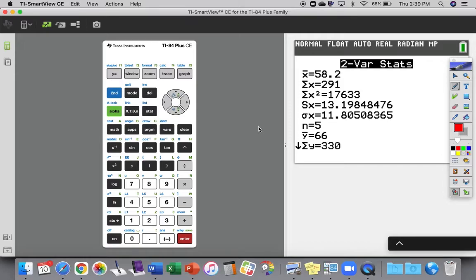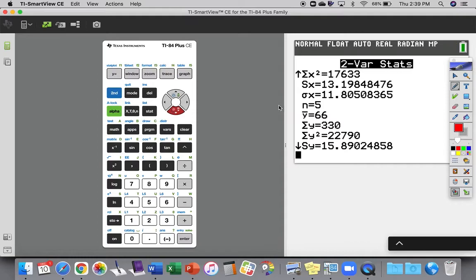The right answers, 58.2, 13.19. So what we need to do is take the important ones and bring them back. So our x bar is 58.2. Our SX is our standard deviation, 13.2. Our Y bar is 66. And our SY is 15.9. I rounded it. Okay, so that's all we need on the calculator.